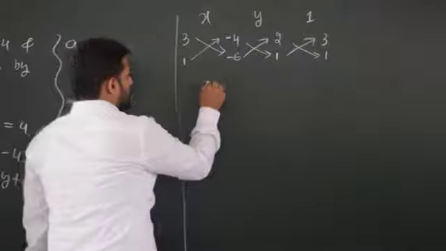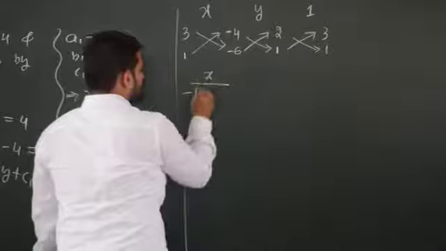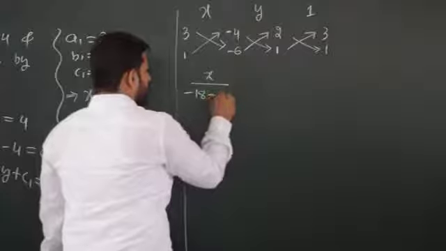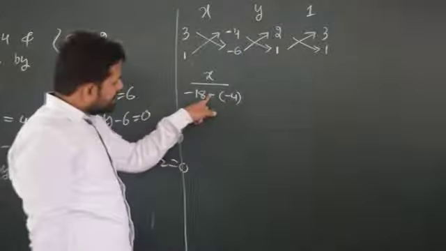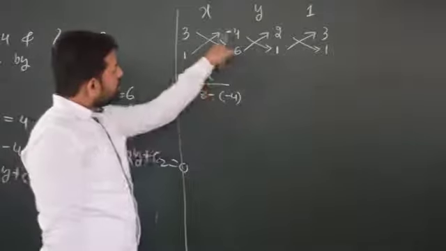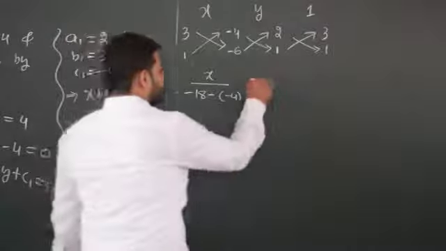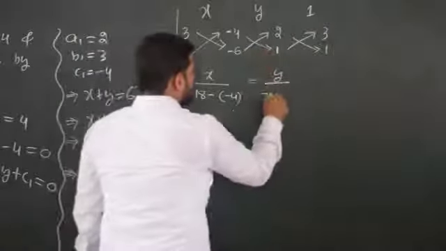Tell me what to write. X divided by 3 into minus 6 is minus 18. Then minus bracket 1 into minus 4 is minus 4. This minus is there in the formula, and this minus 4 has come because of these numbers, 1 into minus 4. I hope you understand. And that is equal to y divided by minus 4 into 1, which is minus 4.